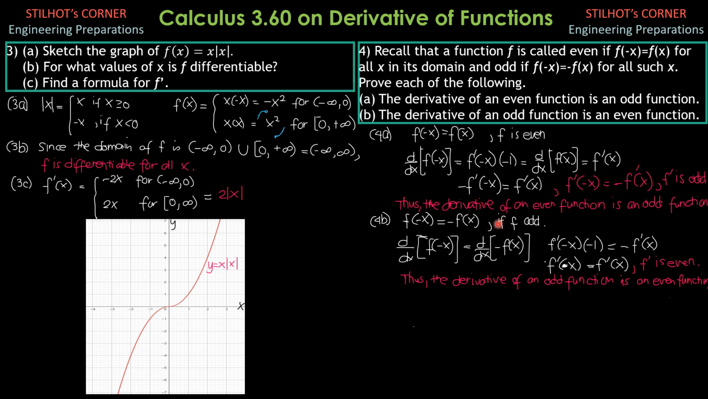We begin with an odd function, and we show that the derivative on the left, which is f prime of negative x, is f prime of x. This shows that f prime is even. So that proves these two statements here.